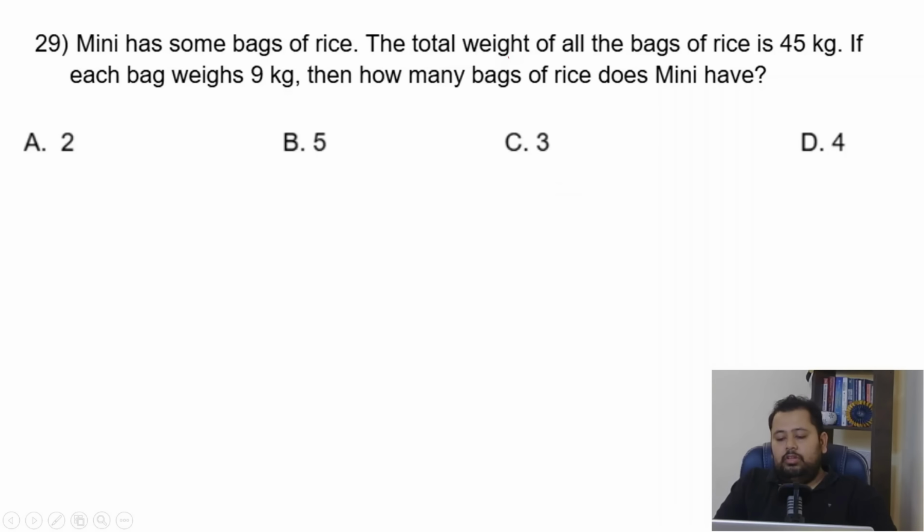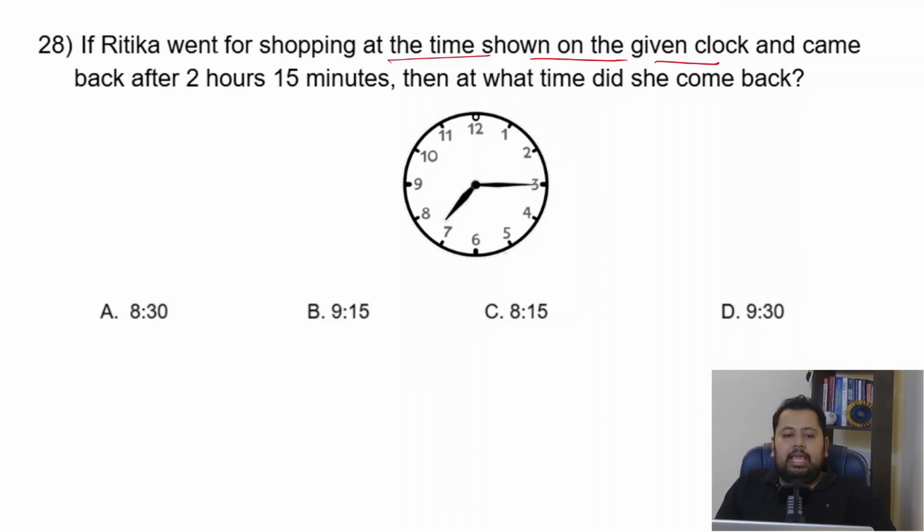And she came back after 2 hours and 15 minutes. Then at what time did she come back, right? You have to find out the time shown on the clock. First, find that out and then add 2 hours and 15 minutes. Pause the video, solve it first, and then look at the solution.